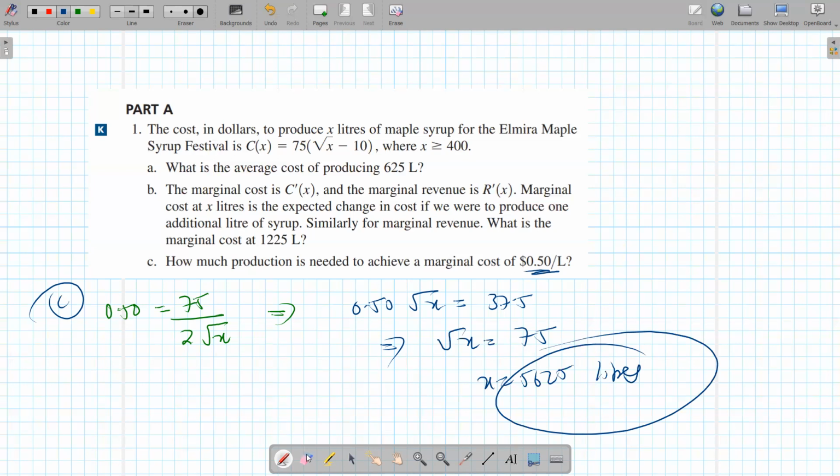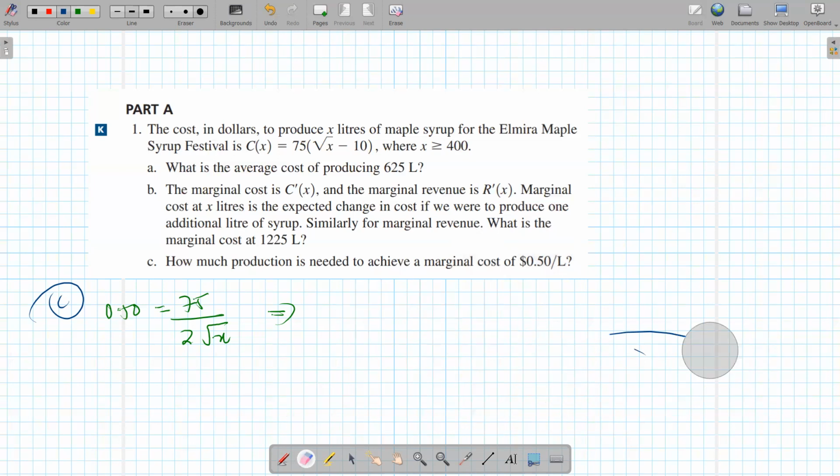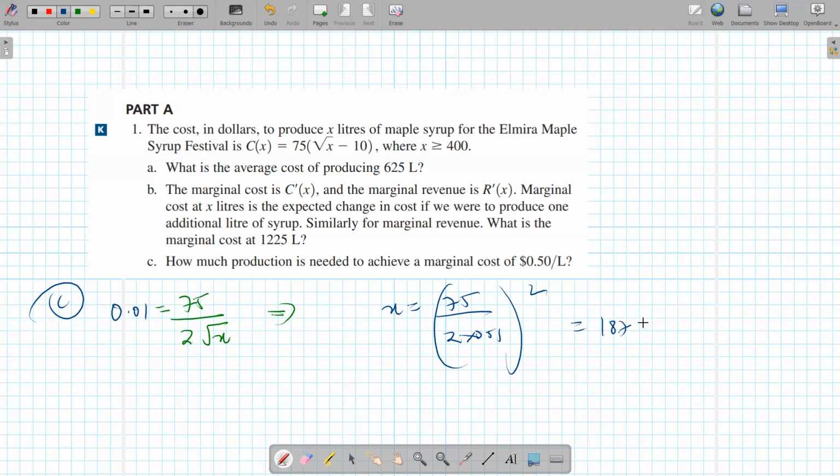What if they're super cheap? What if they want 1 cent? Let's say the marginal cost is going to be 1 cent. Let's see how much they need to produce. 1 cent is 0.01, yeah? So x will be 75 over 2 times 0.01 squared. That's just for curiosity. Let's see if that's even feasible. 0.01 squared. Oh my God, it's 187,000 liters.